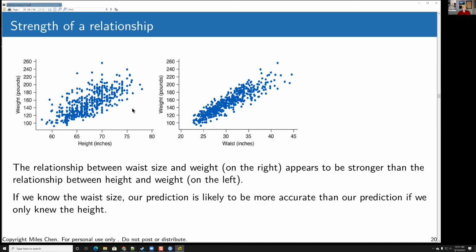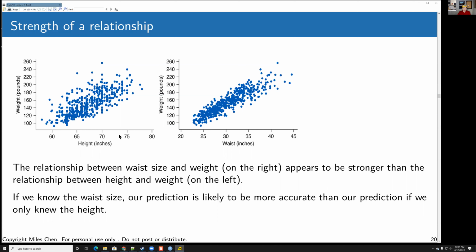So here, these are both moderate relationships, but when we compare these two, we would say this one is weaker. There's more scatter on the plot to the left, and there's less scatter on the plot to the right. So this one has the stronger relationship, okay?